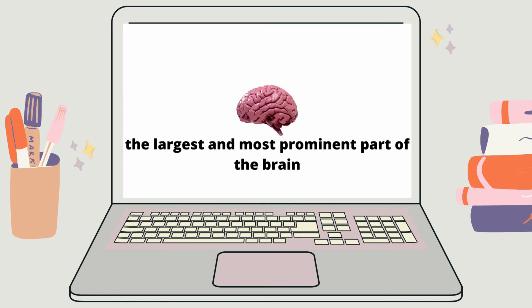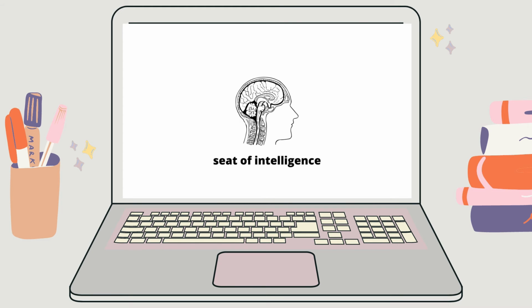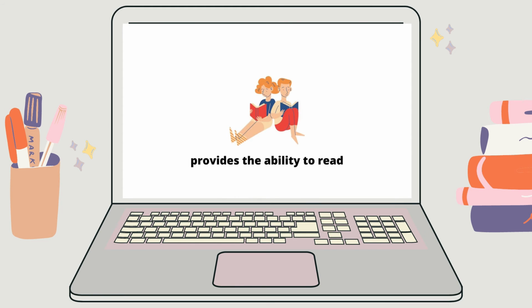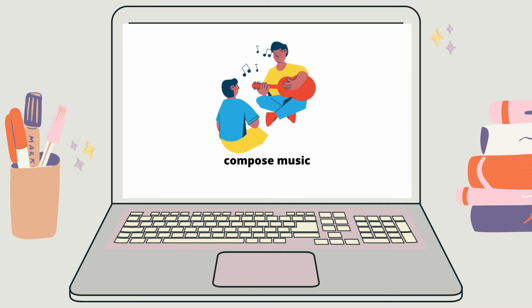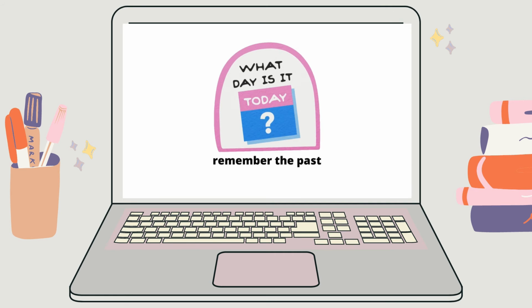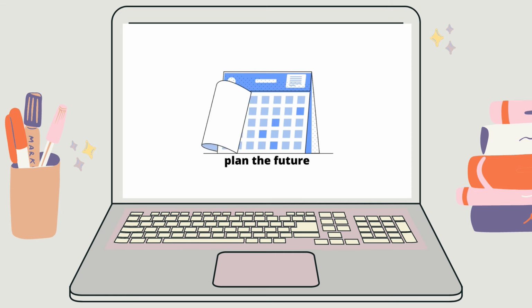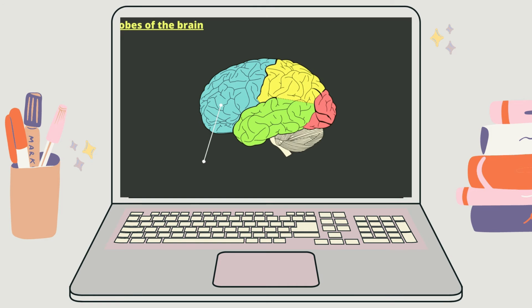Cerebrum is the largest and most prominent part of the brain. It is also called the seat of intelligence. It provides the ability to read, write, and speak, make calculations, compose music, to remember the past and plan for the future, and to create. The lobes under cerebrum are the following.